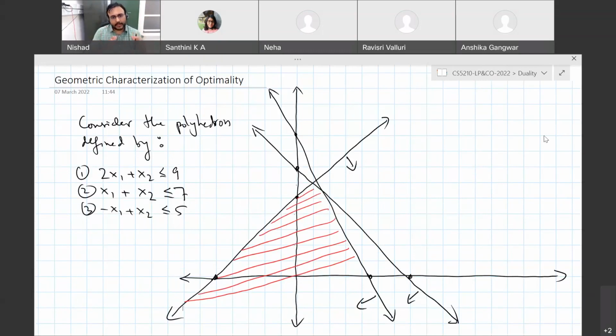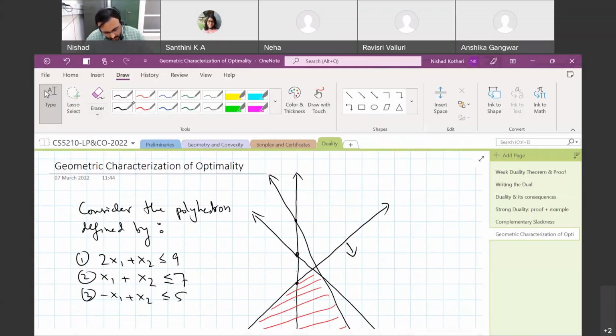And so the feasible region depends entirely on the constraints, right? However, optimality also depends on the objective function, right? And in fact, that is exactly what we want to ask. For what objective function would a particular point in the feasible region become an optimal solution? Okay.